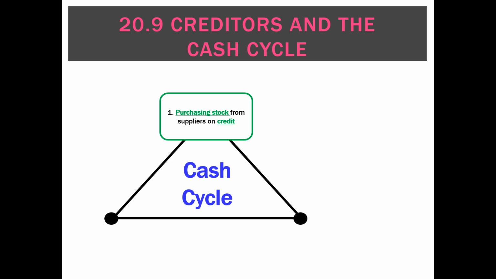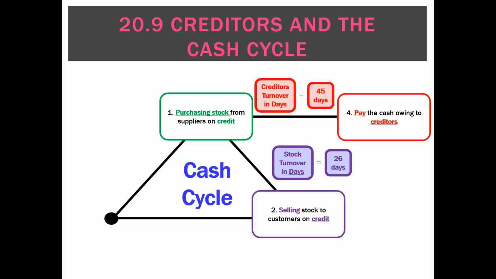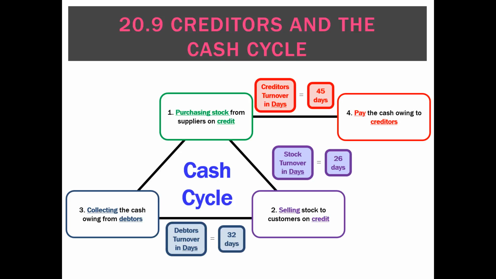Looking at a different example, we purchase stock on credit from suppliers. Let's say on average it takes us 45 days to pay our creditors back. One thing we want to factor in, to see if that's a good or bad result, is how long it takes to sell stock to customers. So for example, the stock turnover here is 26 days. And then how long does it take to collect those amounts owing from debtors? In this case it's 32 days. So in this case the cash cycle is actually going to be longer than the time it takes to pay creditors. We've got a total cash cycle of 58 days, but the problem is we're actually paying creditors back on average in 45 days.